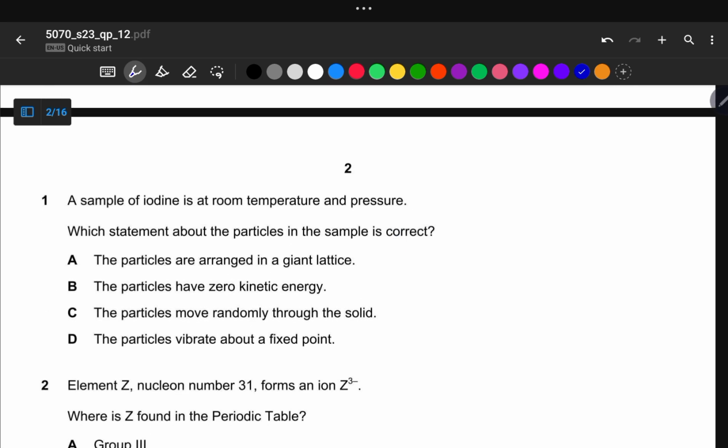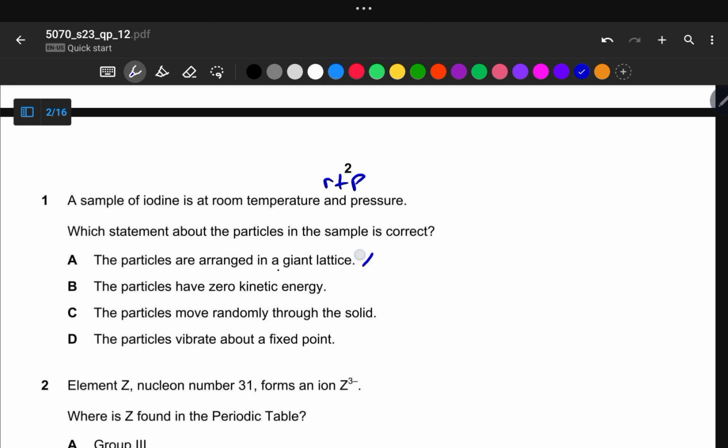So the first part says a sample of iodine at room temperature and pressure, RTP, right? So which statement about the particles is correct, right? So we've got a sample of iodine at RTP, and then we are required to provide the correct statement. For a multiple choice paper, we use the method of elimination to find the most appropriate answer, because some of the answers may sound to be true, but we need to carry out a forensic analysis so that we can eliminate these answers, right? So the first part says the particles are arranged in a giant lattice.